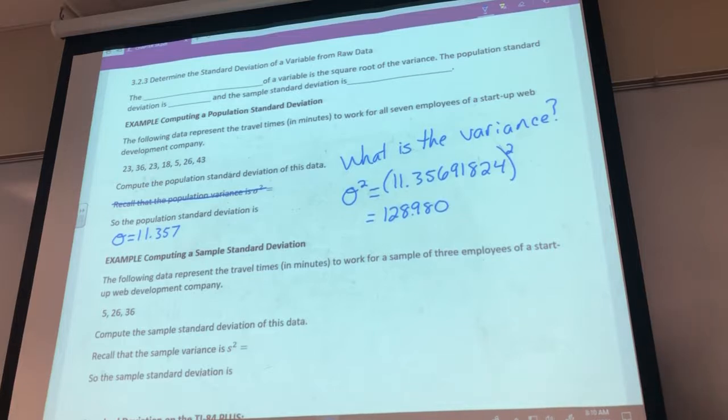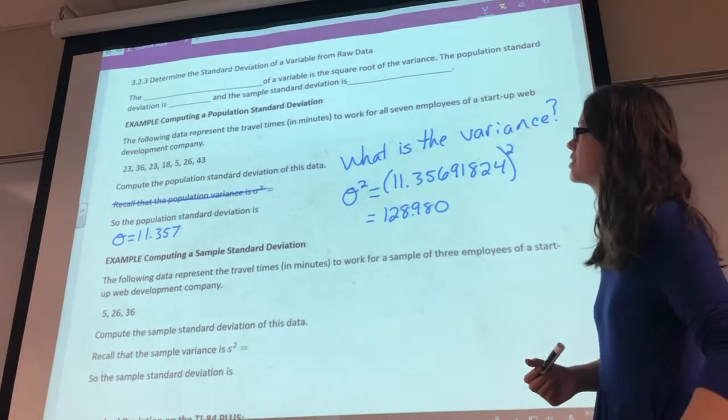For the variance, do you always do to 3 decimal places, or is it? It should say in the directions. It'll just depend on what your data set looks like.